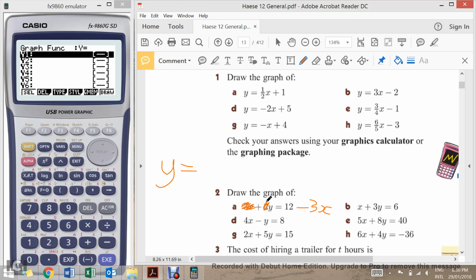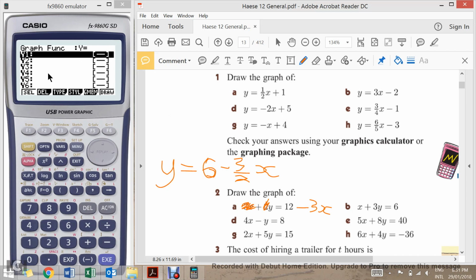So we divide the 2y by 2 first. We're left with y. We divide the 12 by 2. We get 6. We divide the negative 3x by 2. And we get negative 3 halves x. Okay, negative 3 halves x. Dividing by 2 doesn't really affect the x. It just affects this number out the front of the x.